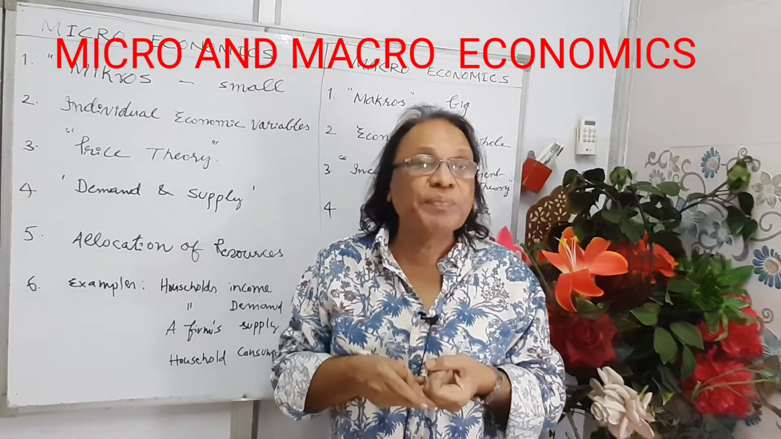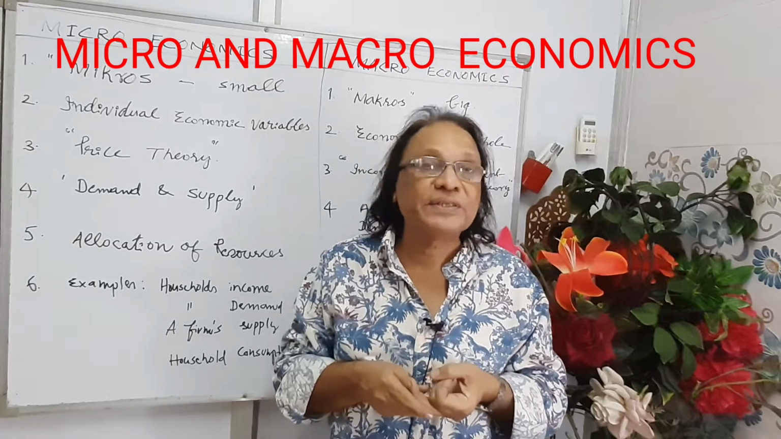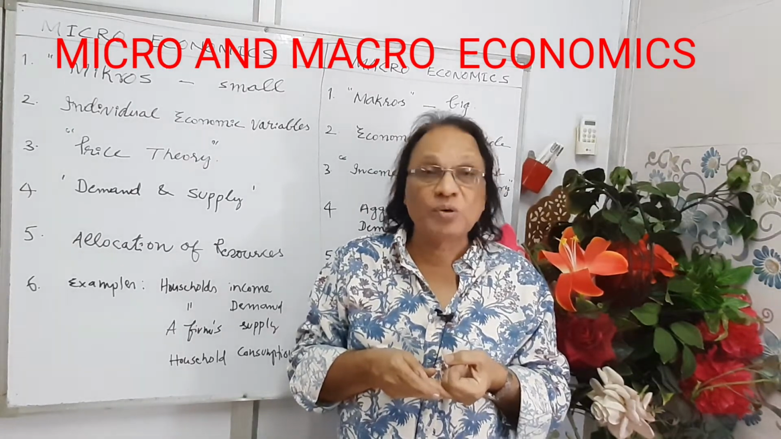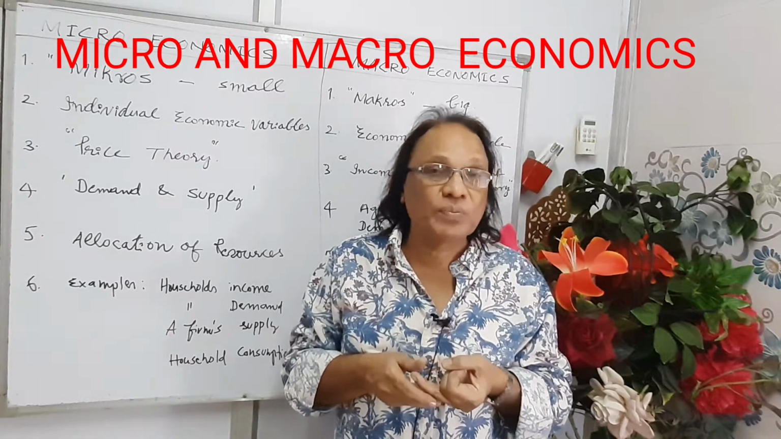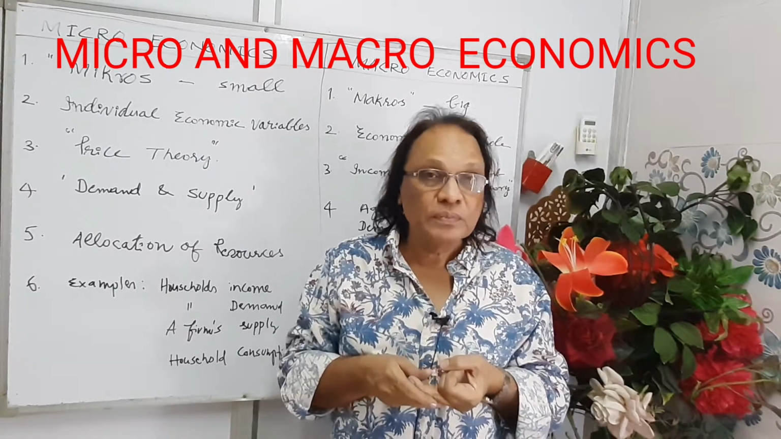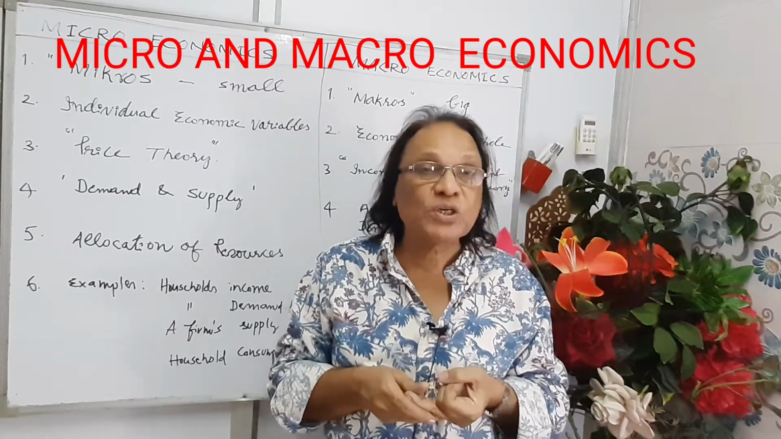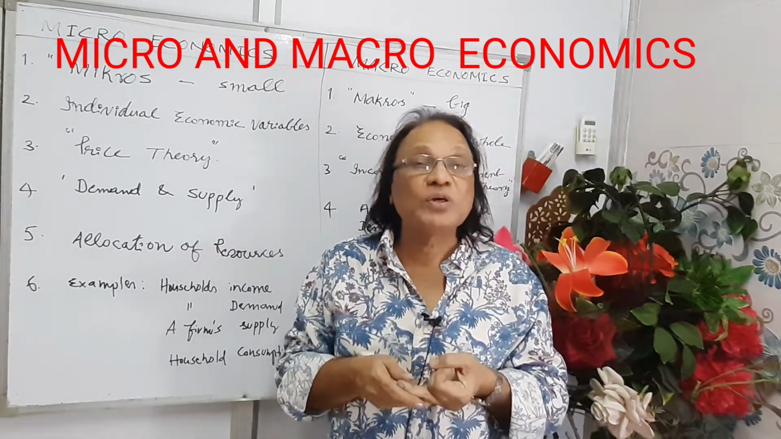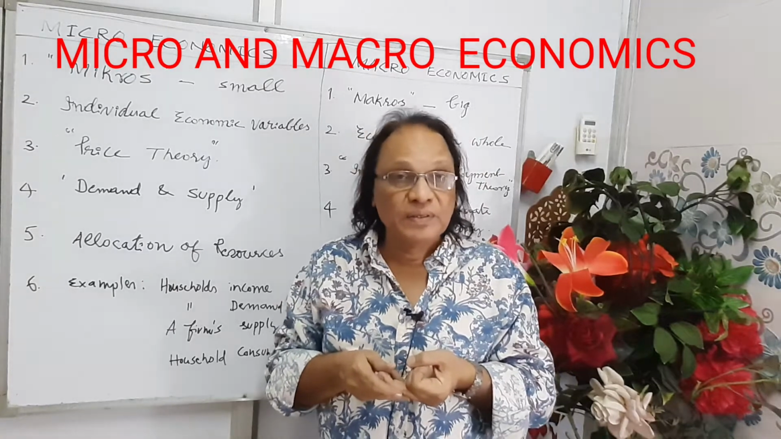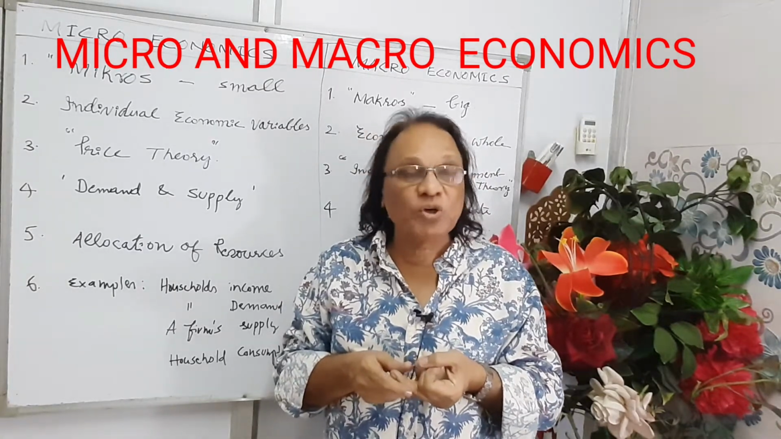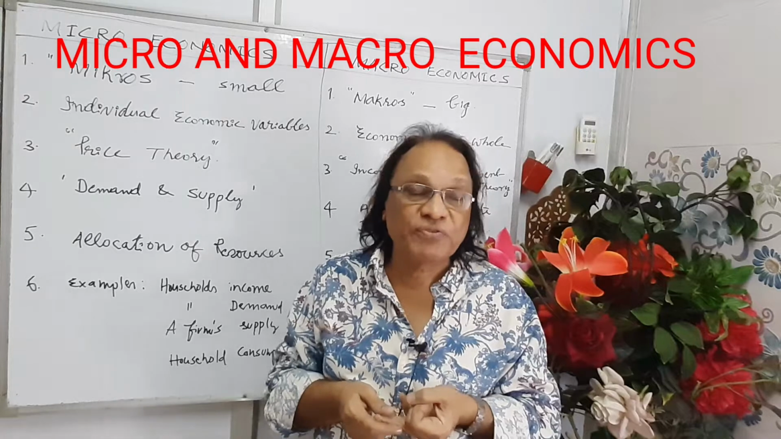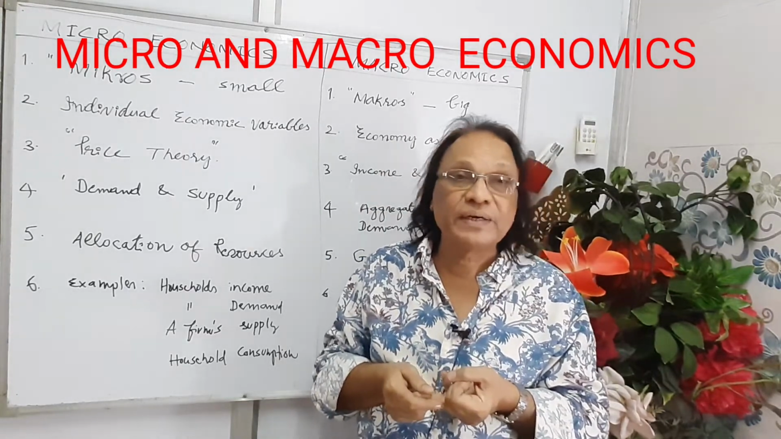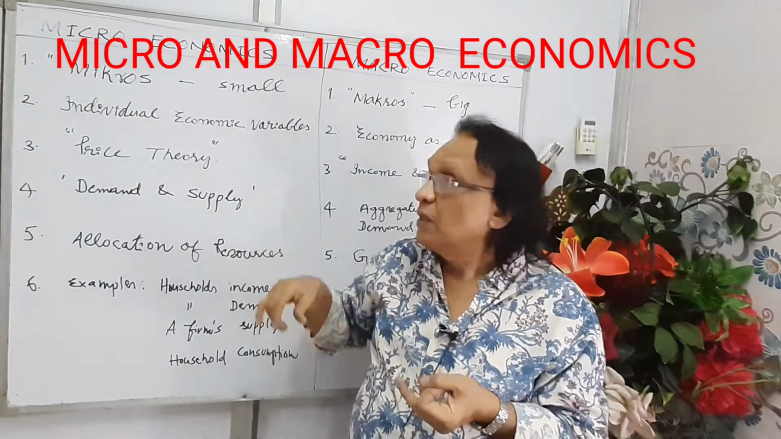In microeconomics, we study basically factor pricing. That means how much we have to pay to land, how much we have to pay to labor, and how much we have to pay to capital and entrepreneurship. We also discuss how the price of commodities is determined, how the price of a pen is determined in the market, how much you have to pay for a car, how much for a pen, how much for a building you take on rent. That's called price theory.